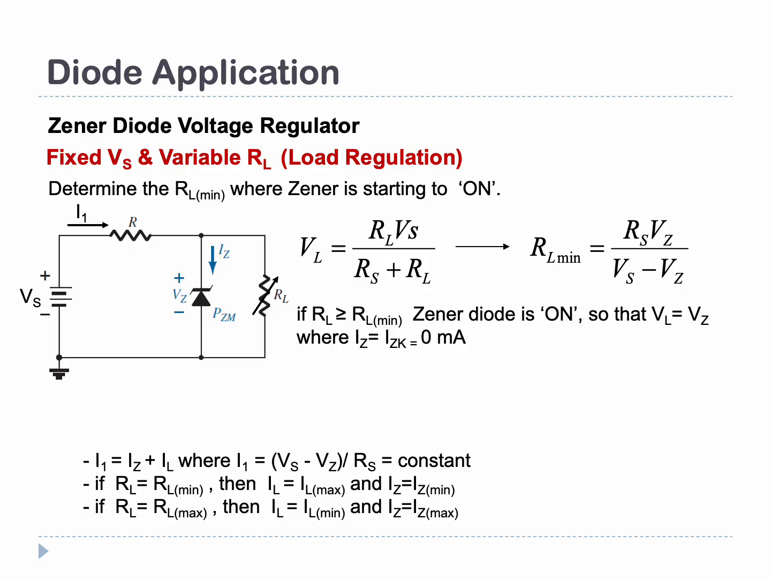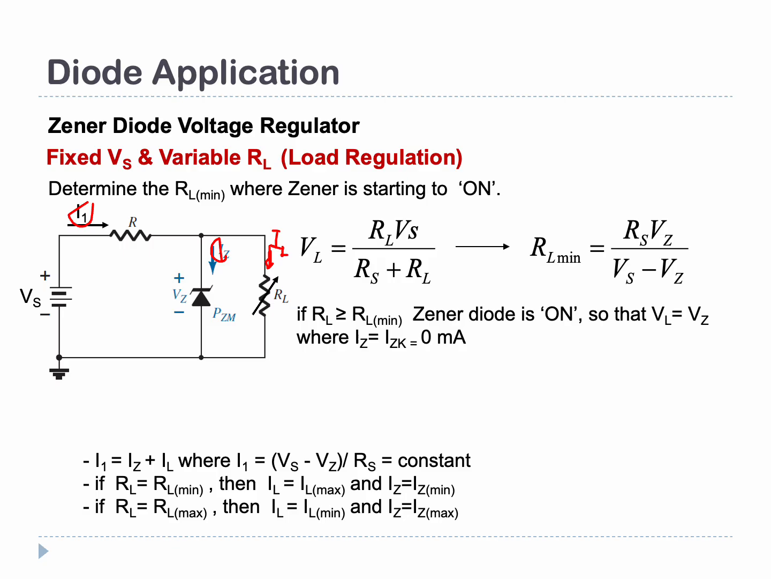Now let's look at another condition, when your source voltage is fixed and your load resistance is variable, meaning that it has a range of values and is not fixed. The current across this resistance, the series resistance here, is known as I1. The current across the zener diode is known as IZ, and the current flowing across RL is known as IL.